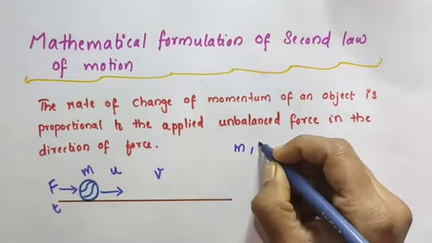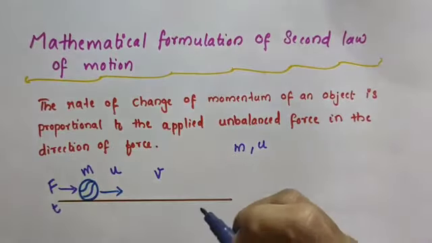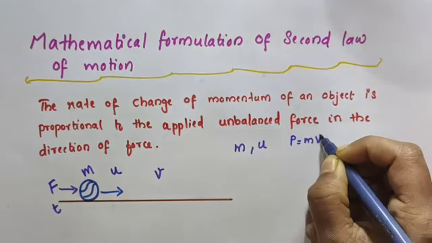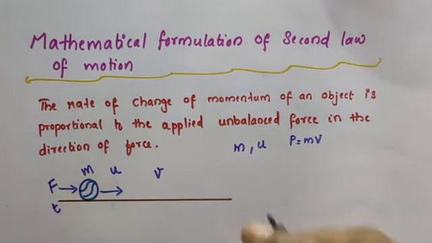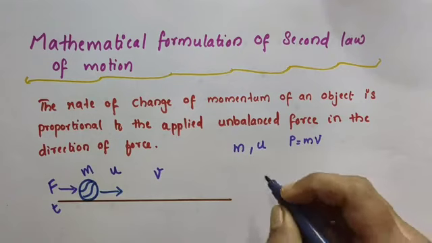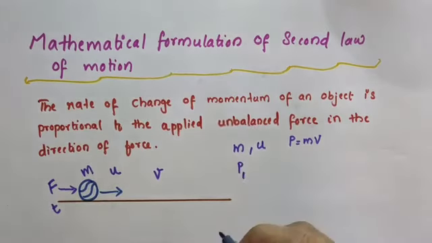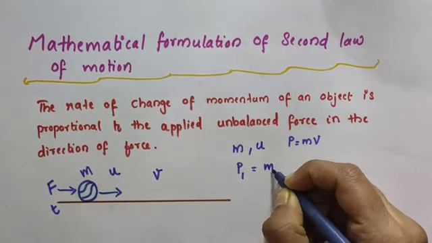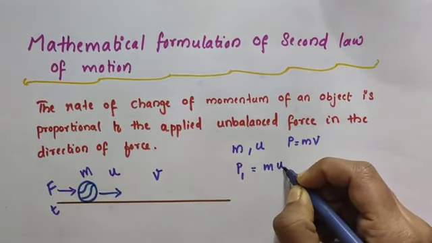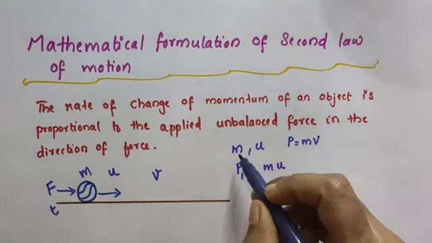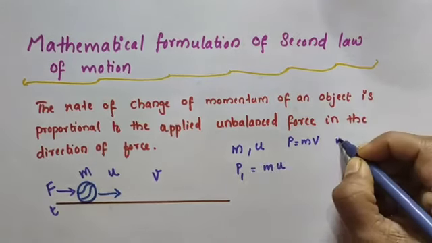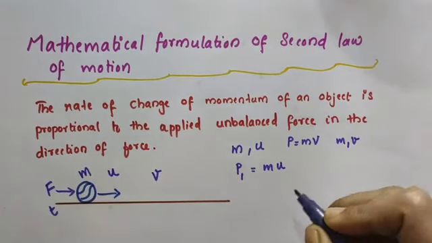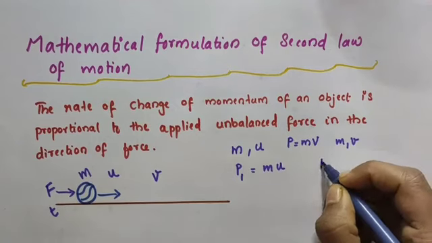Now, the mass of the object is m and its initial velocity is u. So what about its initial momentum? We have the expression for momentum: p is equal to mass into velocity. So the initial momentum p1 is equal to the mass of the object into the initial velocity, which is u. Again, the mass of the object is m and its final velocity is v. So what about its final momentum? I am taking it as p2.